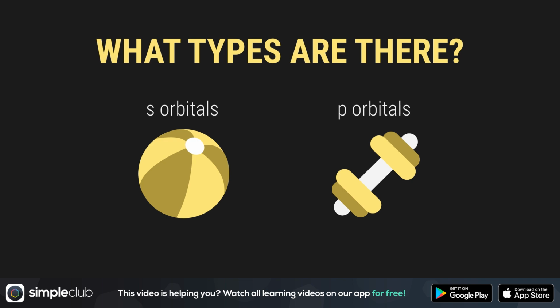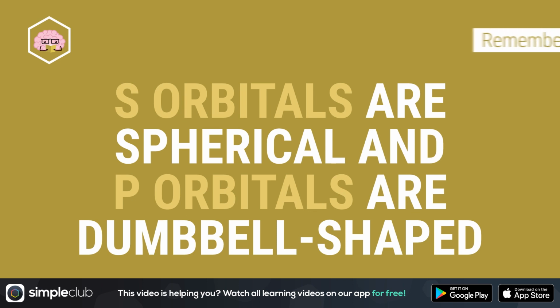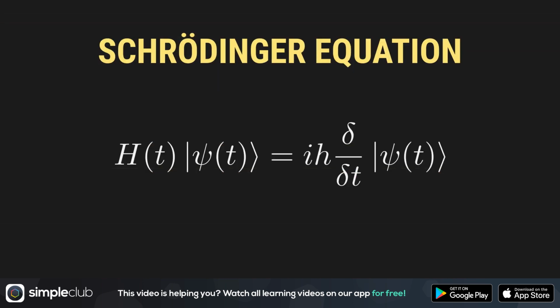Okay, all kidding aside. So just remember, s orbitals are always spherical and p orbitals are dumbbell-shaped. The shape can be explained by what's called the Schrödinger equation. As for how to calculate it, this equation describes the different shapes of atomic orbitals for the various types.